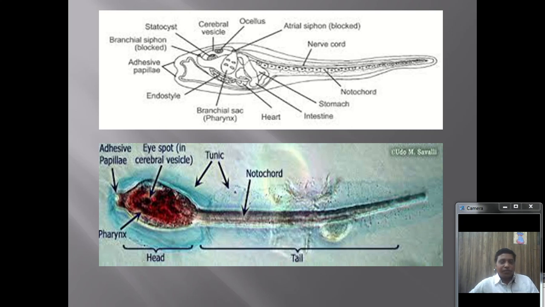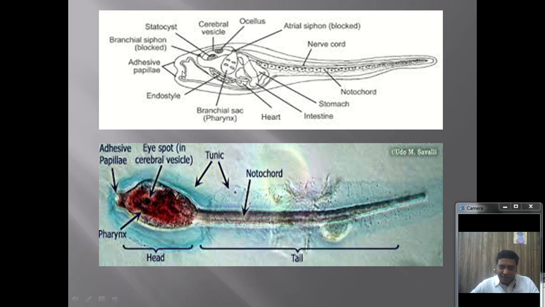Now, in this case, we observe that this front or anterior portion is called the head, and the remaining part is called the trunk. Anteriorly we observe protruding structures: dorsoventrally there are 2 in number, and on the ventrolateral side there is a single one, meaning a total of 3 papillae are seen. These papillae are called the adhesive papillae.